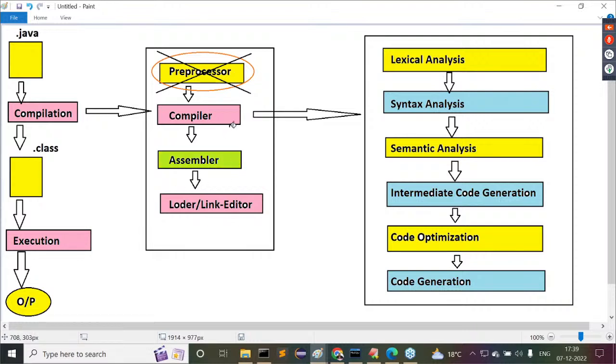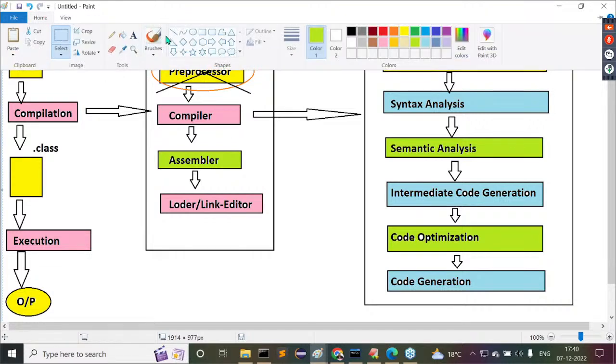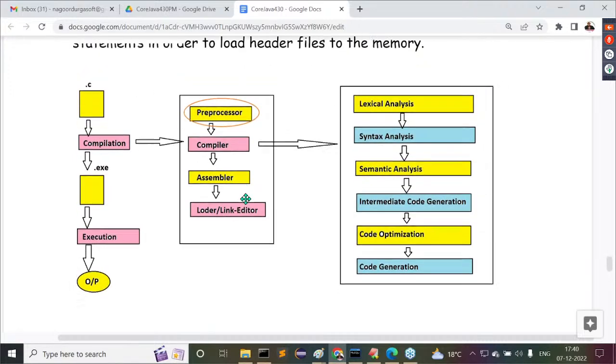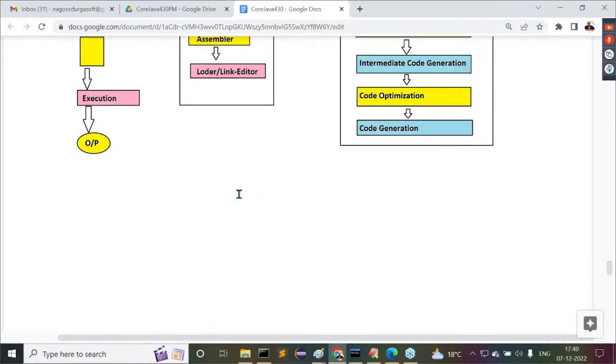Now here, observe carefully. This is about Java related things. As it is, the remaining points are very much the same. Alright, sir. Now observe carefully what I am telling to you. I want to give this Java diagram later on. But before that, why is it not required in Java? Why is the preprocessor not required in Java? Those points we have to understand.